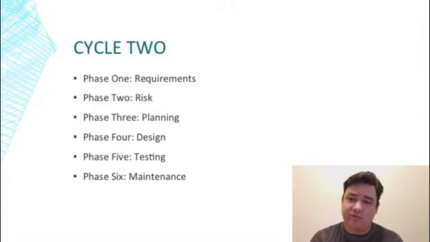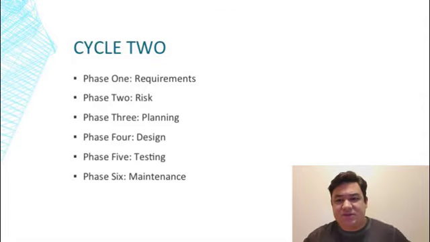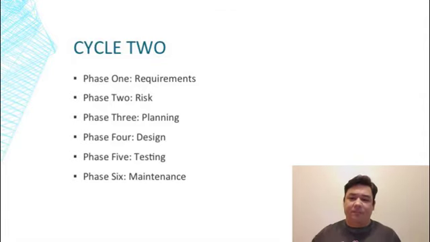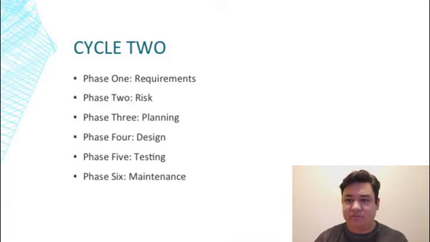If you run into any changes that are super significant, you'd have to add another cycle. And if it's something minor, you might be able to just fix it right then and there. And then the sixth phase is just maintenance of the product once it's been released. And that's really the end of that.